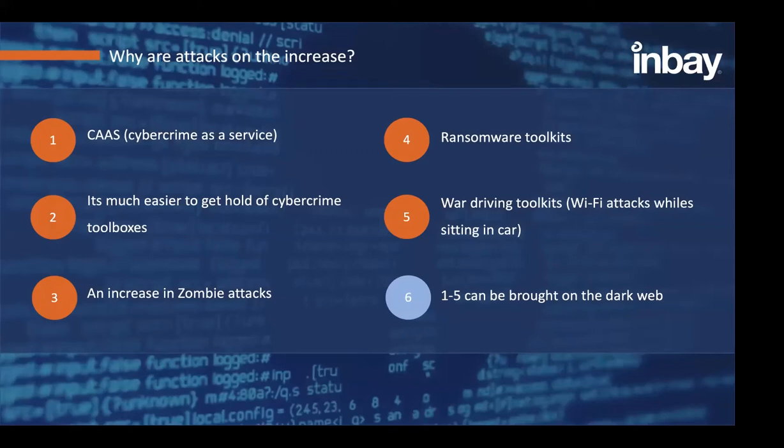So CaaS, cybercrime as a service. This is actually a term under the dark web. You can buy pre-packaged attack bots to go and infiltrate or attack businesses. Point 2, it's much easier to get hold of cybercrime toolboxes. So you can go on the dark web, and we're going to have a look at a few sites on the dark web so you can see exactly how easy it is to get these things. Then you can just deploy them, point them at the various domains, and launch your attack.